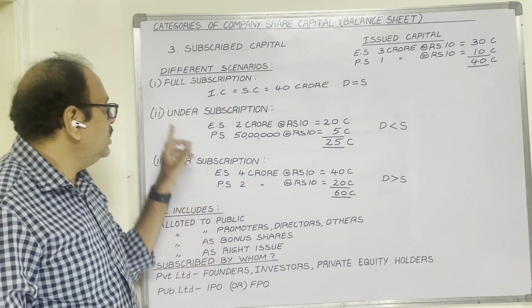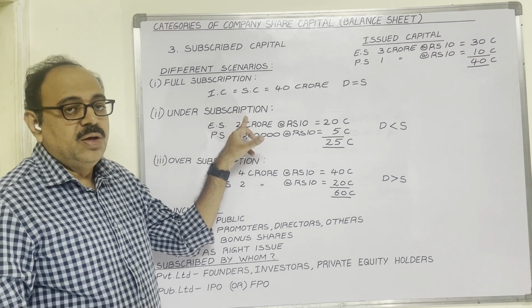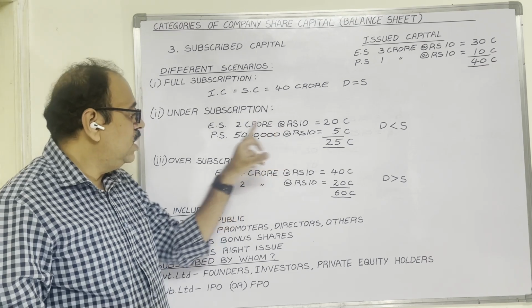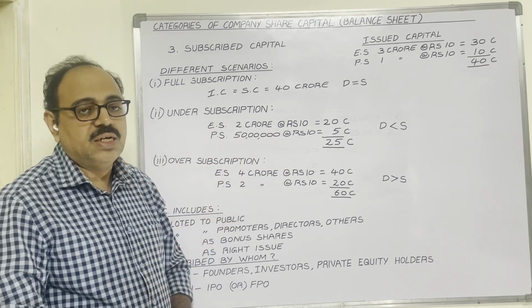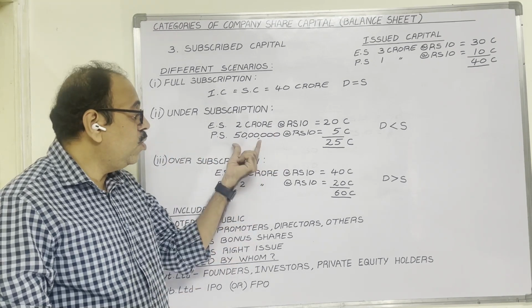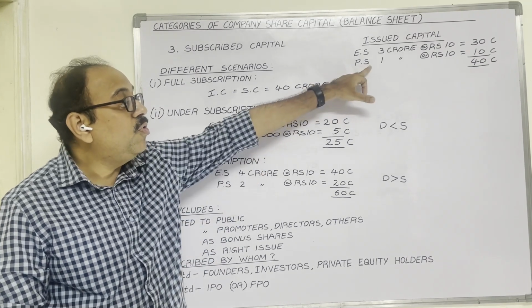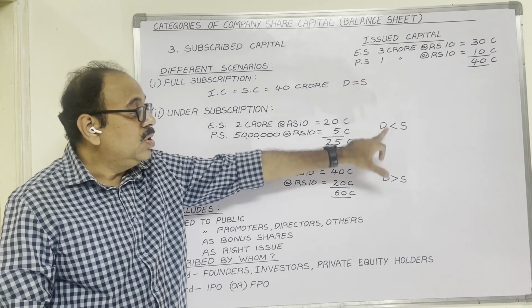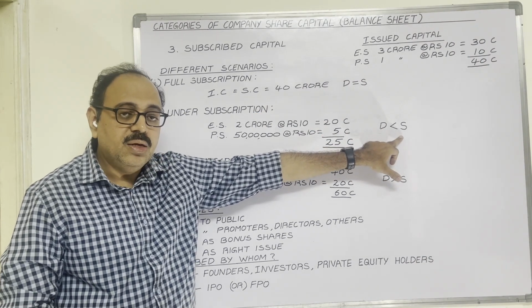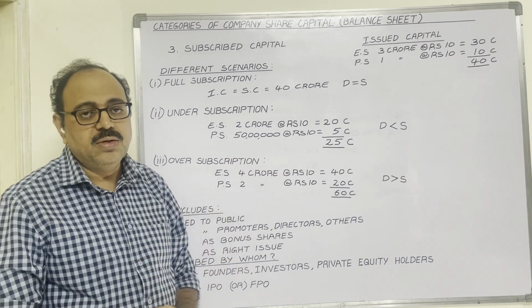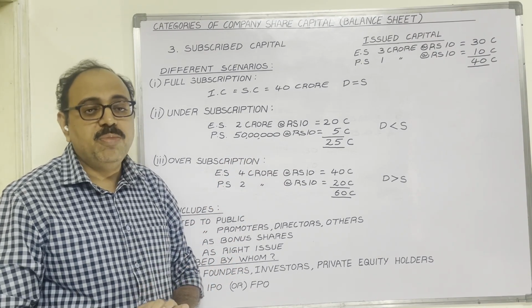The second possibility is under subscription. Assume the public applied for 2 crore equity shares and 50 lakh preference shares. Means applications came for only 2 crore 50 lakh shares, but the company issued 4 crore shares. So demand is less than supply. In this case, the company satisfies each and every applicant because supply is more than demand now.